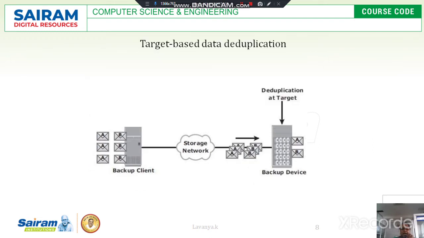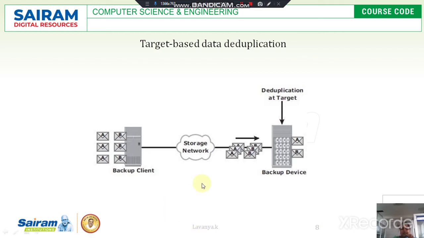The second one is target based data deduplication. Target based data deduplication is an alternative to source based data deduplication. Look at the diagram here: the backup client as well as the backup device are there. The backup client sends the data to the backup device, and the data is deduplicated at the backup device. It should be at a scheduled time, because within a given amount of time the data has to be sent to the backup device.